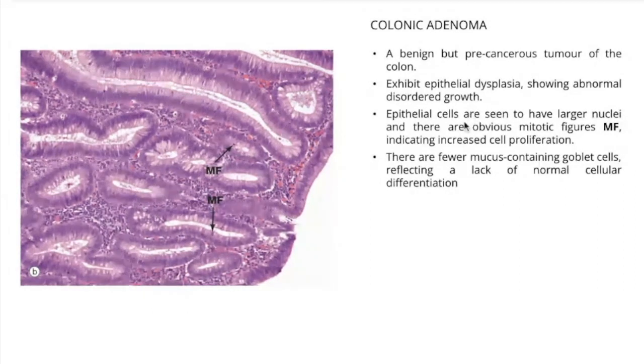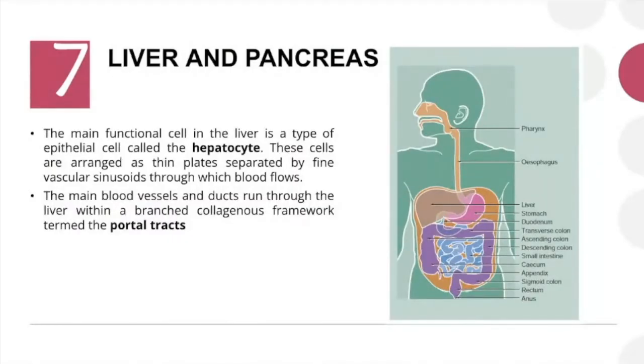So epithelial cells seen have larger nuclei, and there are obvious mitotic figures. It could have many nuclei present in one type of cell. And the next one is liver and pancreas.